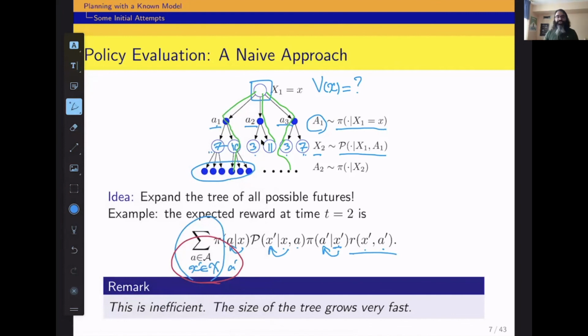We can compute how much reward the agent gets at time equal to 2. And we do this for time equal to 1, 2, 3, 4, up to infinity, which is essentially moving on this tree, computing the reward we get at different levels of this tree, and then adding all of them. Okay, so what's the problem with this approach?